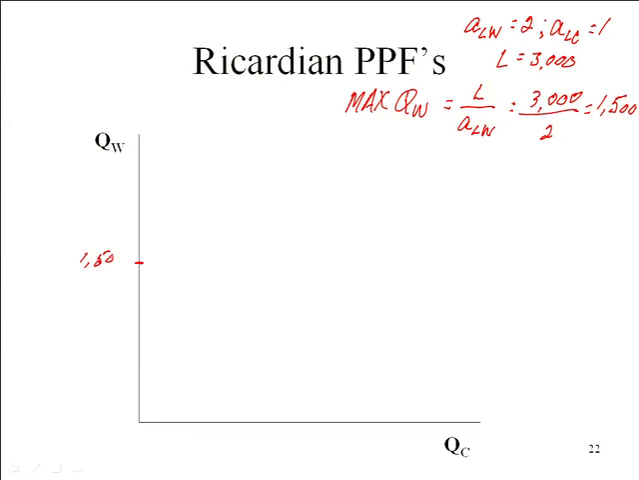Okay, so there's 1,500. That's the maximum amount of wine that Portugal can produce here. Now, as our second step, all we need to think about is what is the maximum amount of cloth that we can produce. Again, it's just the total labor force divided by the unit labor requirement to produce cloth. So in this case, we can produce 3,000 units of cloth, which will be out here.